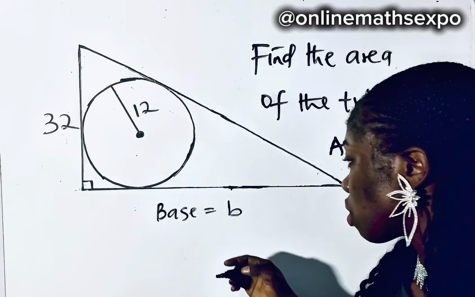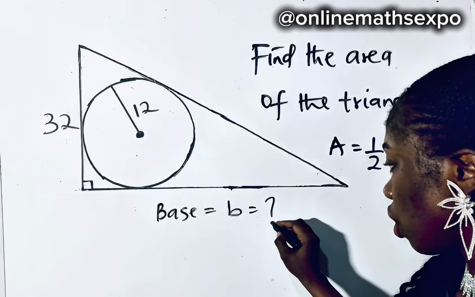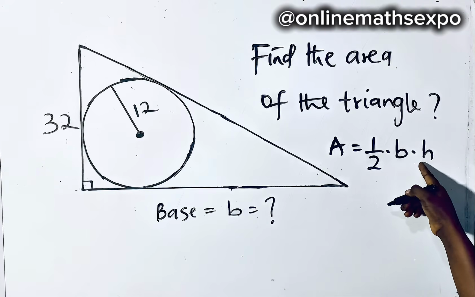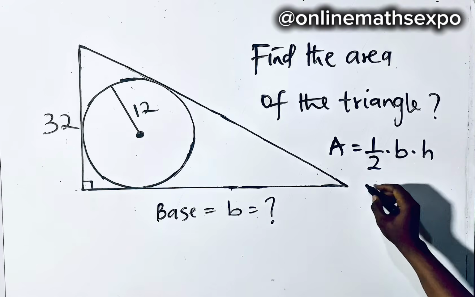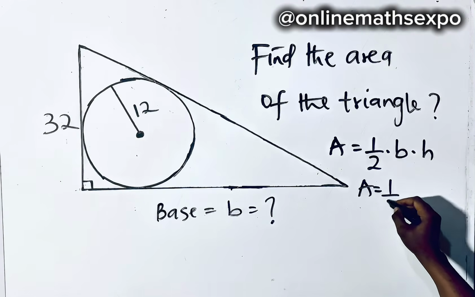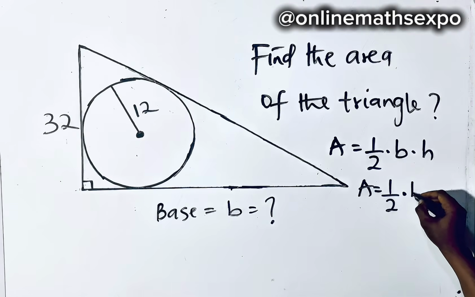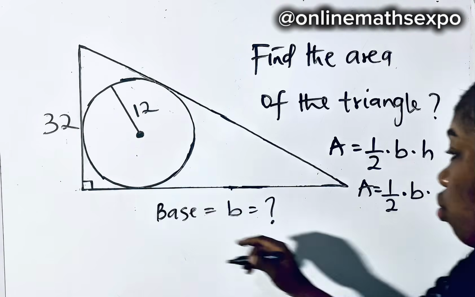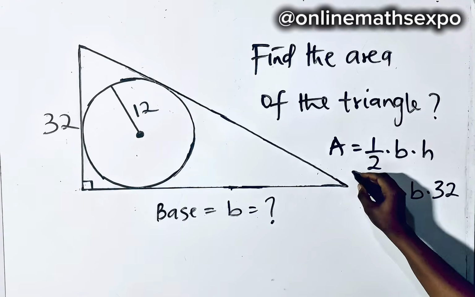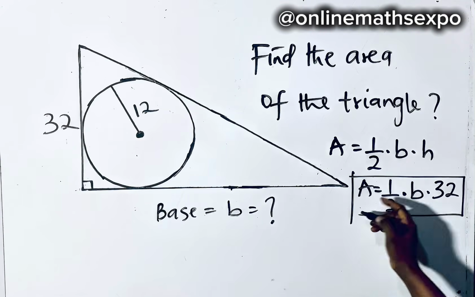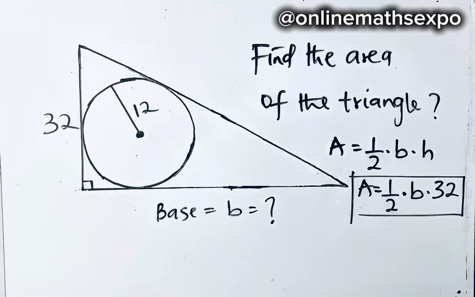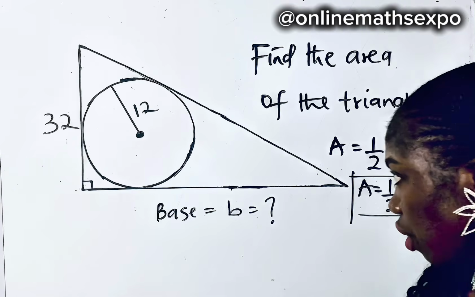No. What it means is that we need to find this P, and when we do that, we can replace it here since we know our height. So area is half times the base times our height, which is 32. So this is all we need to do to find the area of the triangle. Now let's find the base together.